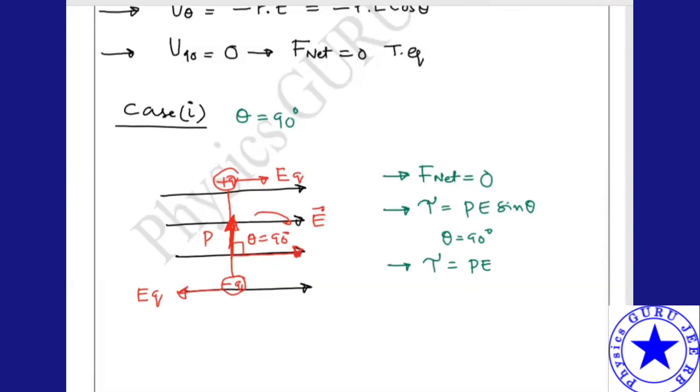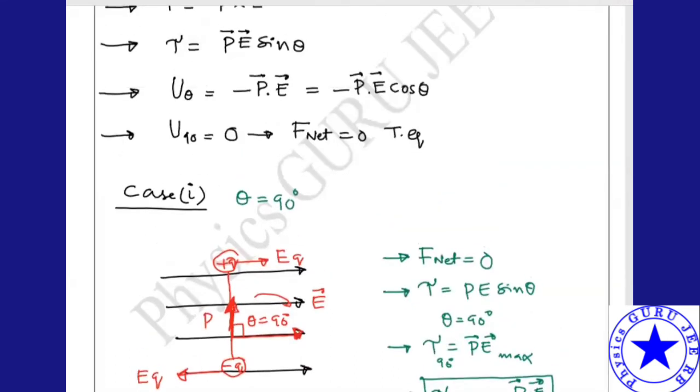So at 90 degrees, it is the maximum value. This complete value, P into E, is maximum, or simply we can write tau max. Tau max is equal to P into E. This is not a dot product, simply it is a multiplication. Is it clear? So tau max is nothing but P into E.